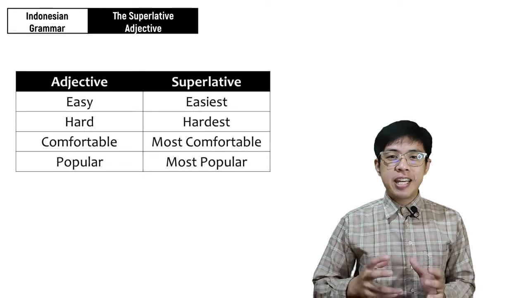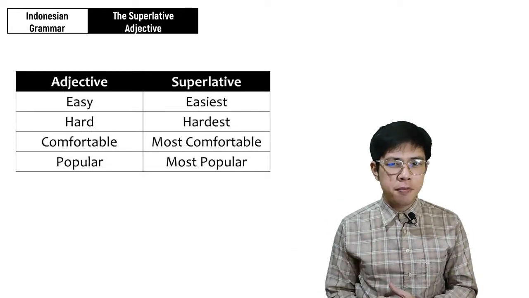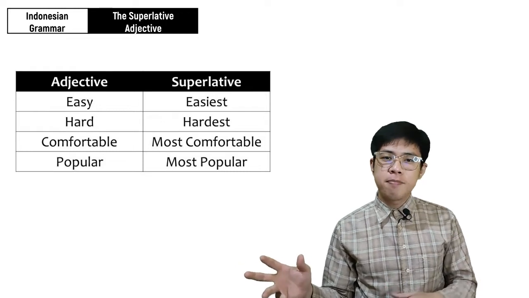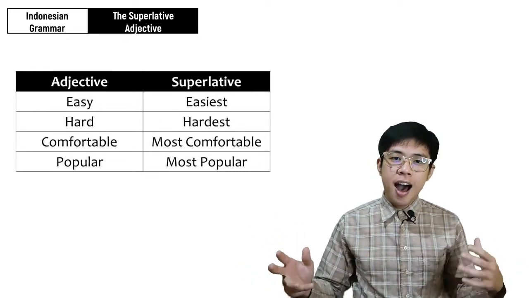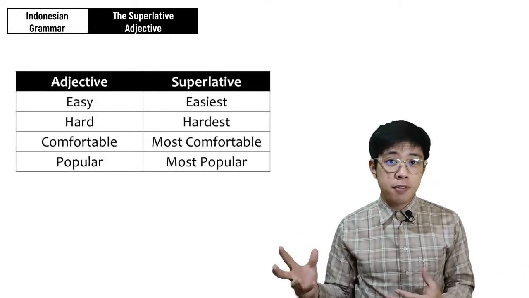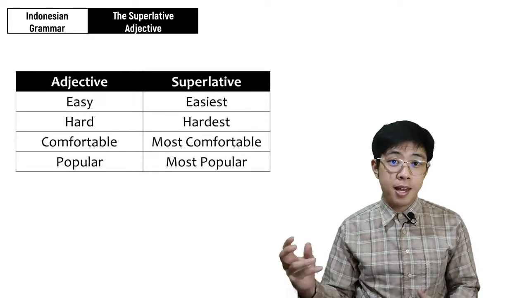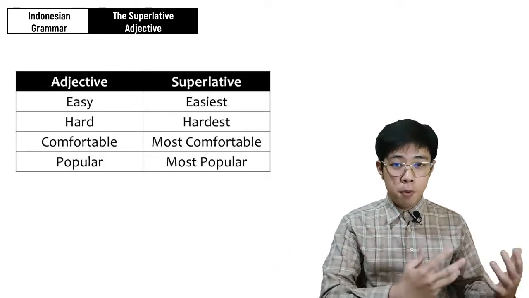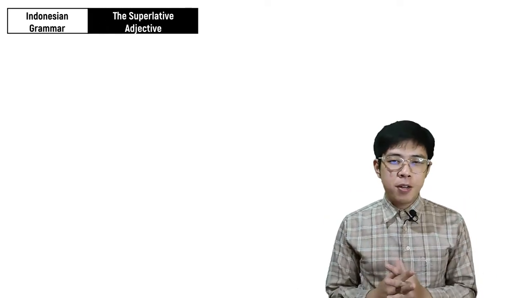So again, in English, you've got two kinds of superlative adjective. Easy, easiest. Hard, hardest. Comfortable, most comfortable. Popular, most popular. And it's the same in Indonesian.